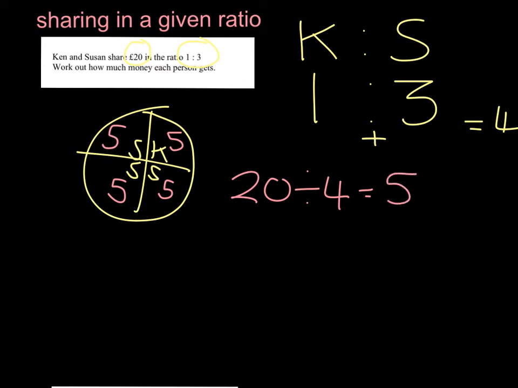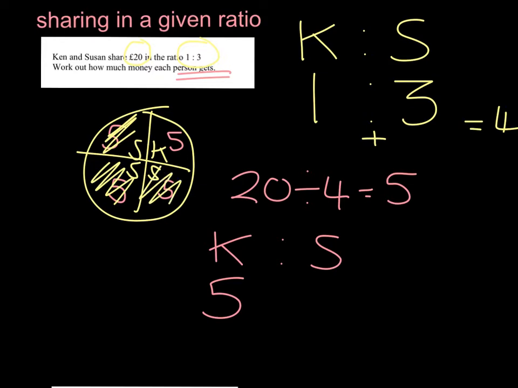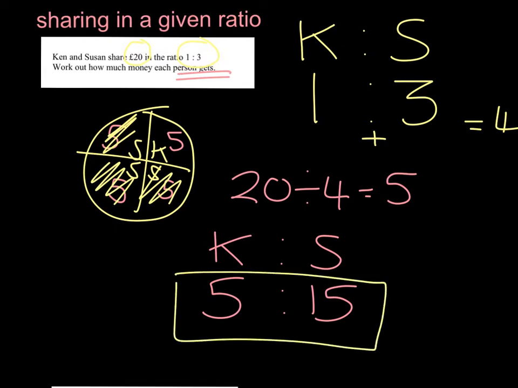However, that's not the answer to the question. It says work out how much money each person gets. As you can see in the picture, Ken only has 1 piece, so Ken just has the 5. Susan, however, has the 3 pieces, 5, 10, 15. So Susan has 15. Always remember with these questions, it's really easy to know that you're correct by just checking. You had £20 to share, and the 5 and the 15 add together to make 20, so you know you're correct.